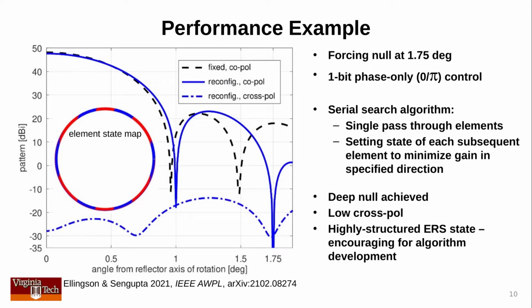The news, of course, is never entirely good, and one thing we see here is that we now have cross pole, that is the dashed blue line, where previously we had none. However, the level is quite low.